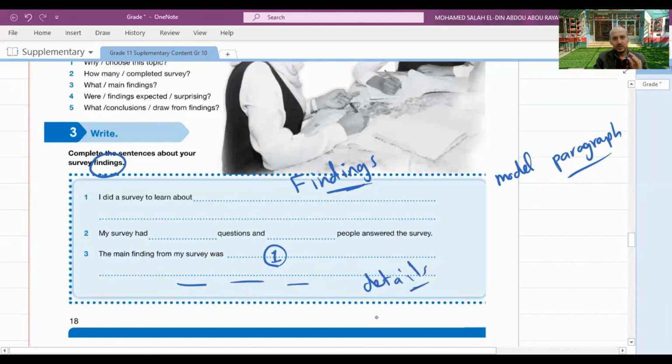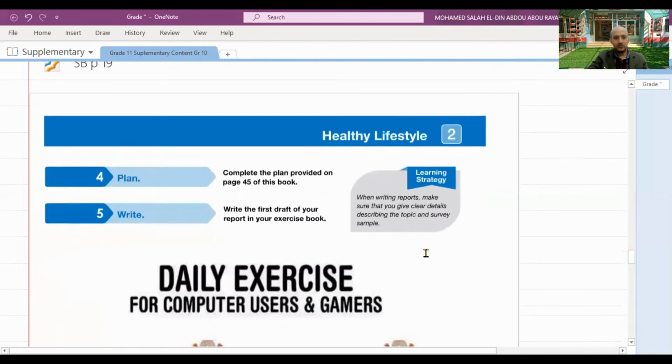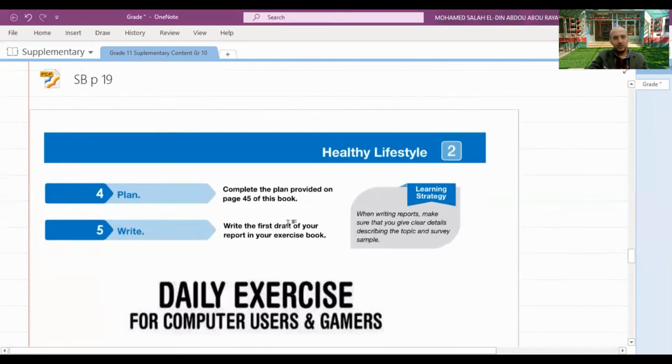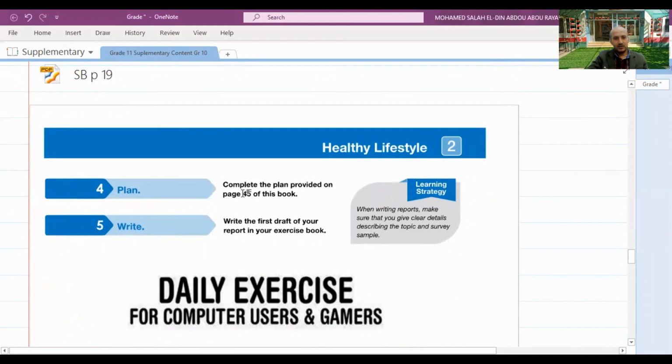Okay? So you now should design a survey, and then, inshallah, you will be asked to write your survey. You have a plan on your skills book on page 45. As you can see here, it's page 45 of the skills book. You will find the writing plan for your report.